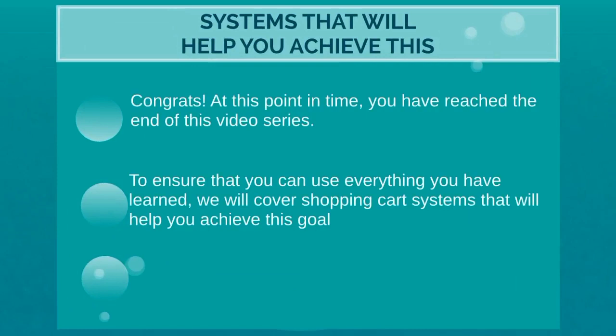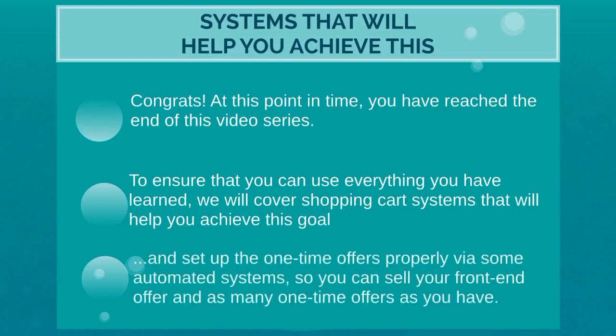So to ensure that you use everything you have learned, we're going to talk about shopping cart systems that will actually help you achieve this goal and set up the one-time offers properly via automated systems, so that whenever somebody buys your front-end offer, they will be automatically presented with the OTO1 or OTO2, 3, 4, 5, or however many one-time offers that you have.